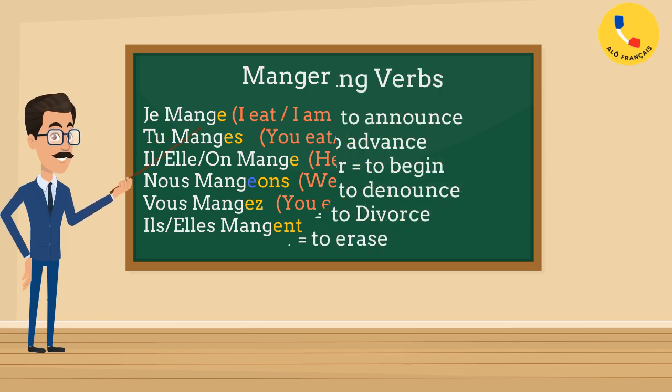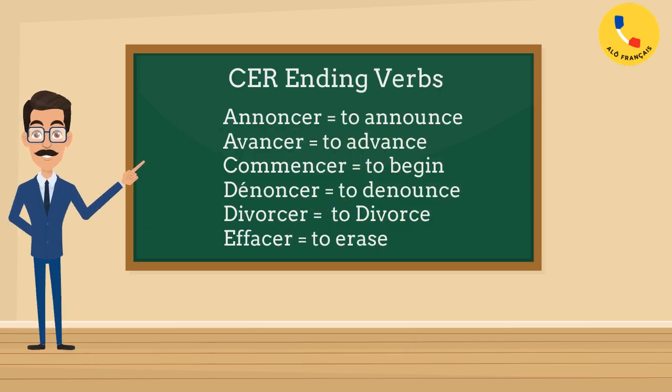Now we will jump on to the CER ending verbs. Now you can see some of the CER ending verbs here. Annoncer, to announce. Avancer, to advance. Commencer, to begin. Dénoncer, to denounce. Divorcer, to divorce. Effacer, to erase. So these are some of the CER ending verbs examples.